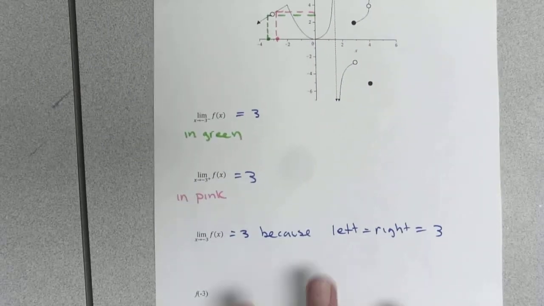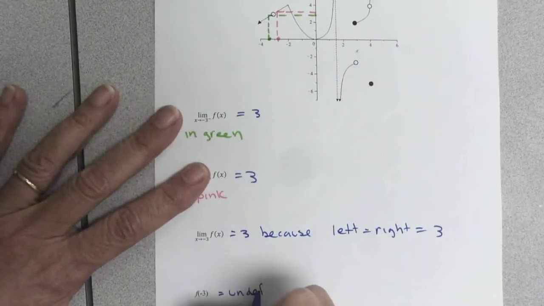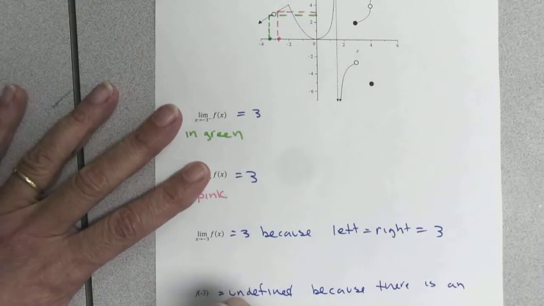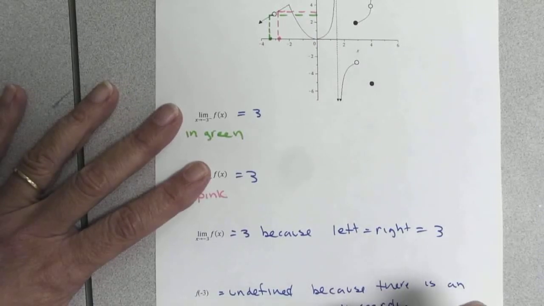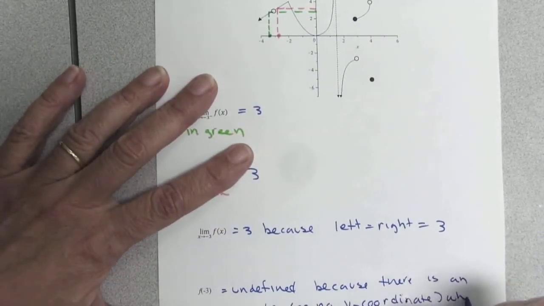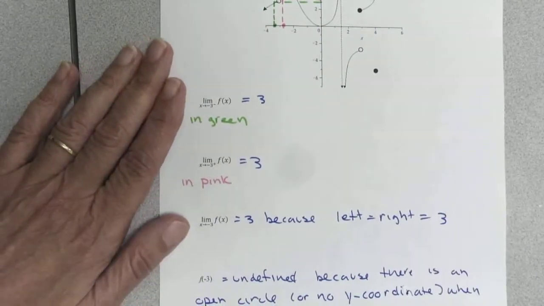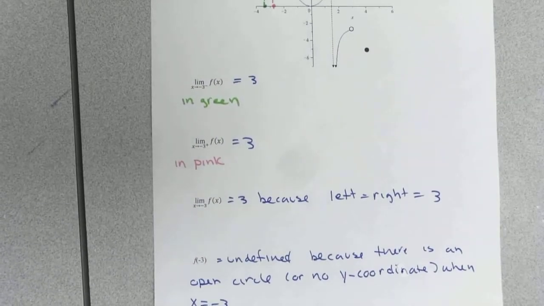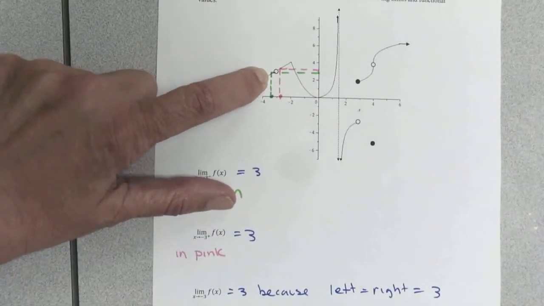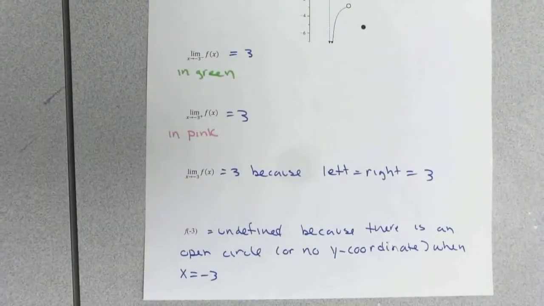Then finally we have f of negative 3. That's what's happening exactly at negative 3. That's the open circle. And so this is undefined because there is an open circle, or no y-coordinate, when x equals negative 3. And so here, undefined, because that corresponds to that open circle. Bring it down so you can see the open circle. That's supposed to be directly above negative 3, so there is no y-coordinate, and so no functional value.